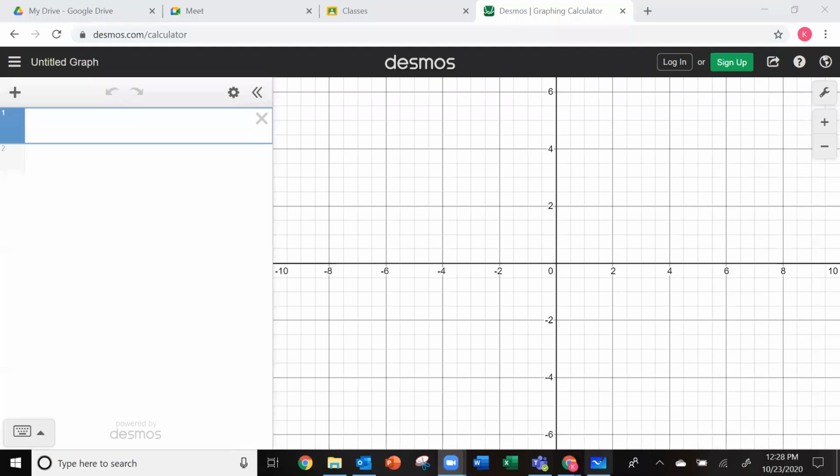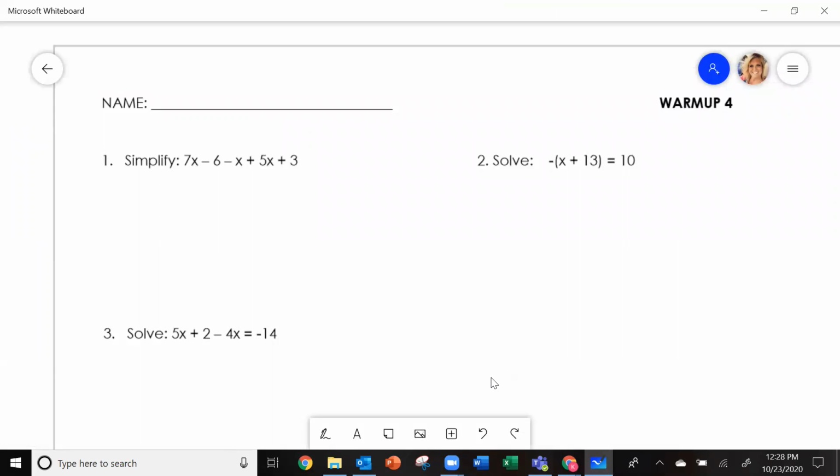Okay, this is going to be a review of the warm-up over solving equations using Desmos and also simplifying your expressions. So why don't you take a minute and go ahead and try to do these 3 problems, and then we'll come back and I'll talk about how you need to do them.